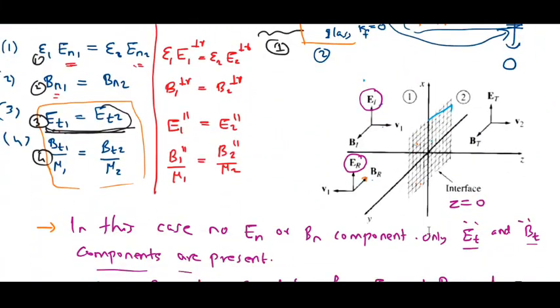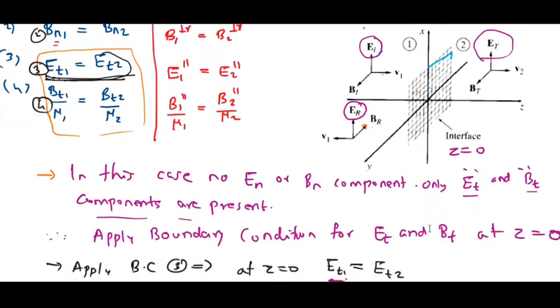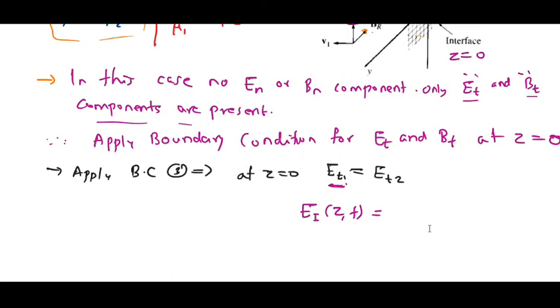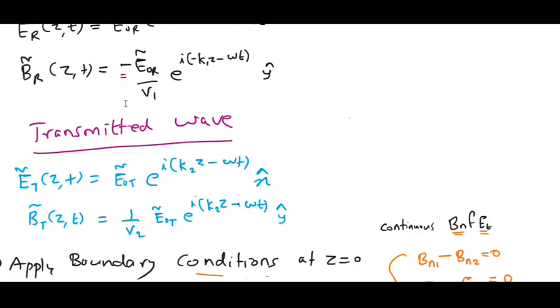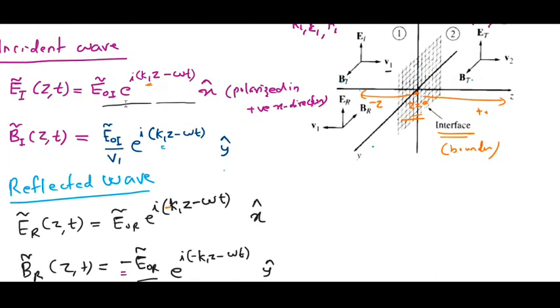In the second medium, what is the tangential component? We have the transmitted amplitude of the electric field. This is the transmitted electric field, E_T at z. What is the expression for it? If you go back, we have written it here. This is the expression for the incident electric field.